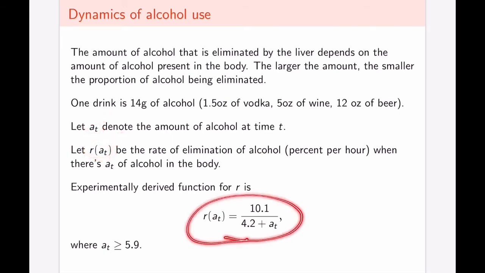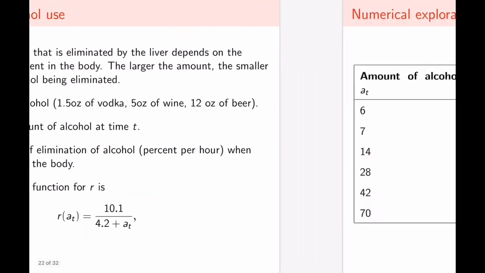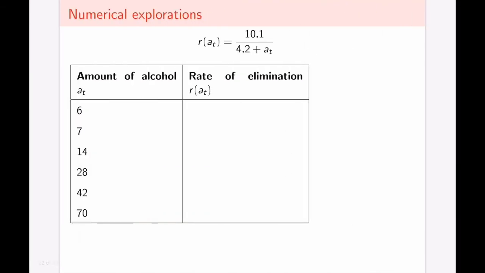The following function has been experimentally derived to model what the rate of elimination is depending on the amount of alcohol present. What we can do, of course, is calculate what is the rate given different amounts, just to get a feel for how the rate actually behaves. Here's a table where we can record our findings. So once again, let's note this here. A is the amount of the alcohol in the system, and R is the rate of elimination.